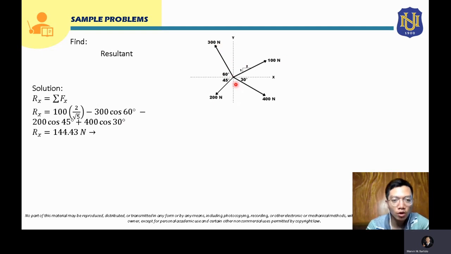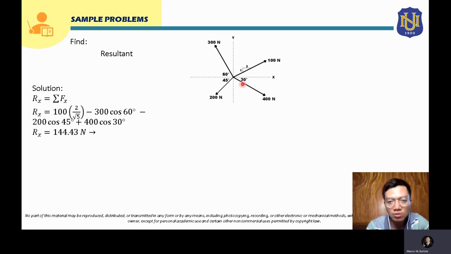Now for your 300 Newton force, we need to solve for the horizontal component, and the horizontal component for this will just be 300 times cosine 60 degrees, since your angle is here. So that will be 300 cosine 60 degrees. And since this is directed to the left, this will be negative here. And for your third force, this will be 200 Newton. To solve for its horizontal component, that will be 200 cosine 45 degrees. And since this is directed to the left, that will be negative here.